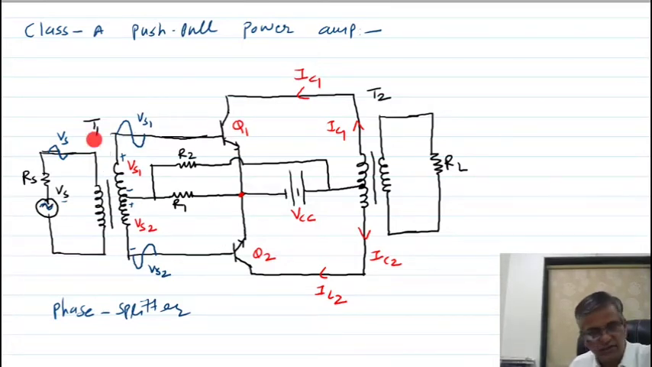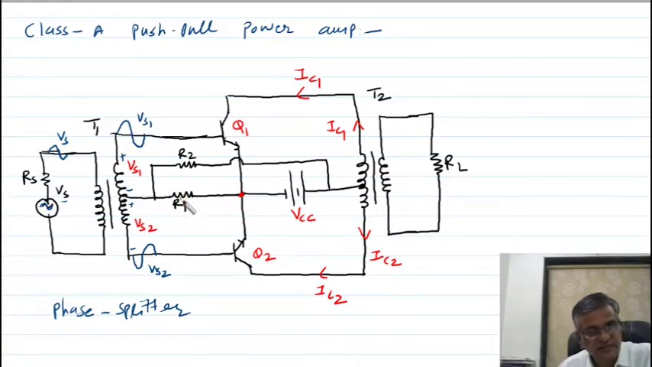Again, T1 is a phase splitter. It produces two signals, VS1 and VS2. It splits VS into two signals, VS1 and VS2, having a 180 degree phase shift with each other, and both are given to the base of the transistors. The ratio of VS1 to VS and VS2 to VS depends upon the number of turns in the primary and secondary, or the turns ratio. This T1 also matches the impedance between RS and the impedance of the base of the transistor.